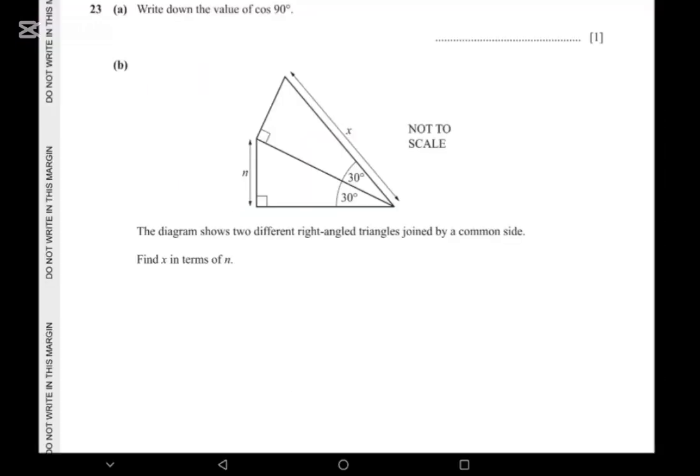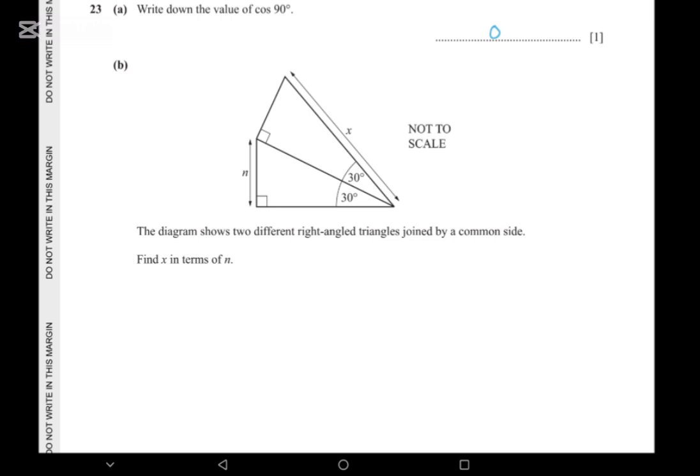Question number 23. Write down the value of cos 90. The value of cos 90 is 0. So write down. This is a non-calculator paper. You need to remember the trigonometric values in this paper. So cos 90 is 0.